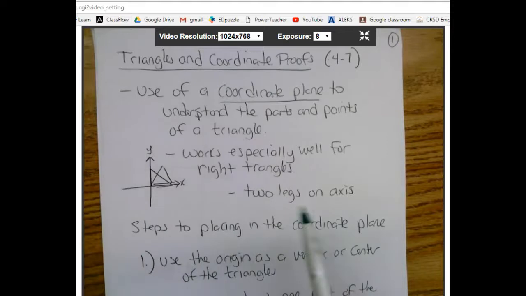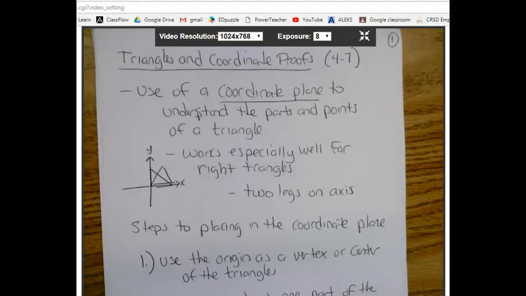These especially work well with right triangles because we can then take the legs of each side of the triangle and place them right on the y and the x-axis. And you'll see exactly in a minute what I'm talking about there. And then we're just left with the hypotenuse not exactly on one of the axes.